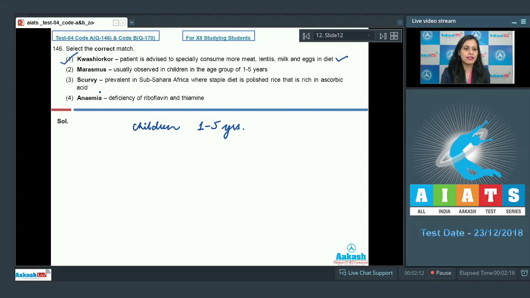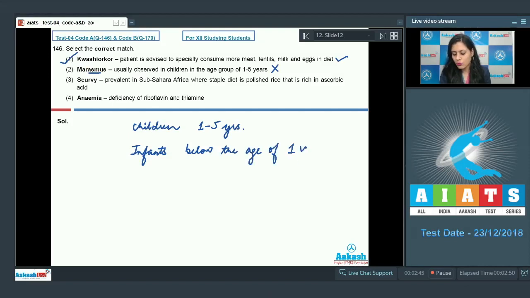The next option given is marasmus, and the match given is usually observed in children in the age group of 1 to 5 years. And this is an incorrect match because marasmus, which is a protein and energy malnutrition disease, is usually observed in infants below the age of 1 year. So this is an incorrect match.